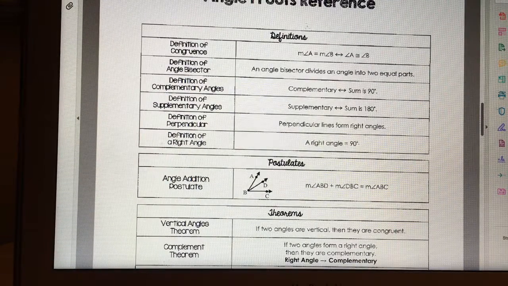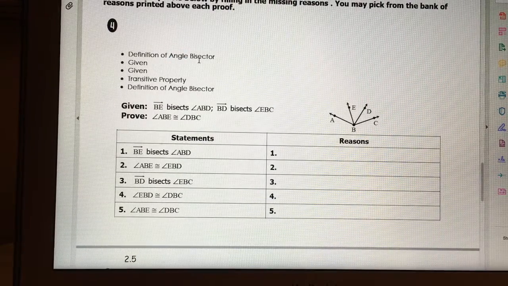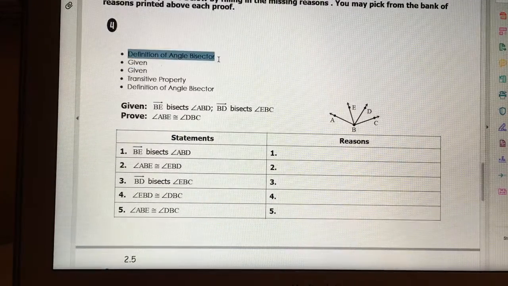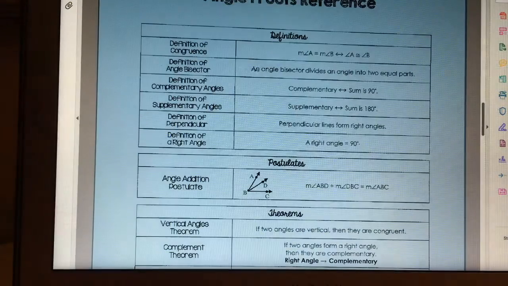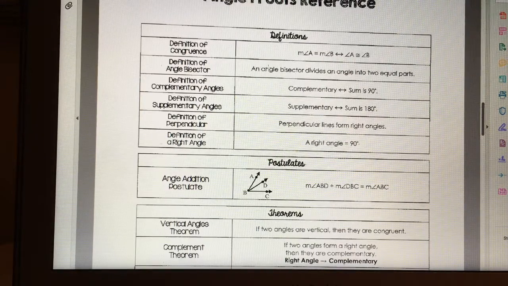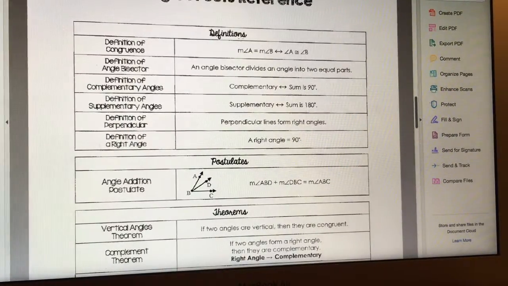Just like we did with the previous proofs, we need to go through and understand what each of these things mean. So, definition of an angle bisector. We haven't talked about that in a while, so we might want to go back and review that. Definition of an angle bisector tells us that an angle bisector divides an angle into two equal parts. So the definition allows us to conclude that if something's an angle bisector, then it divides an angle into two equal parts.